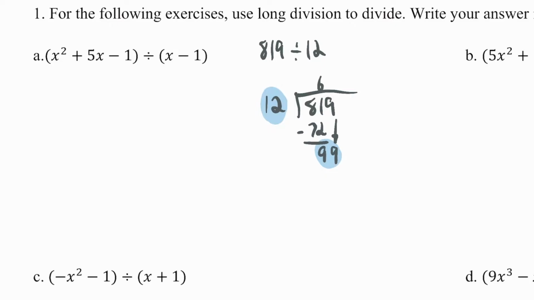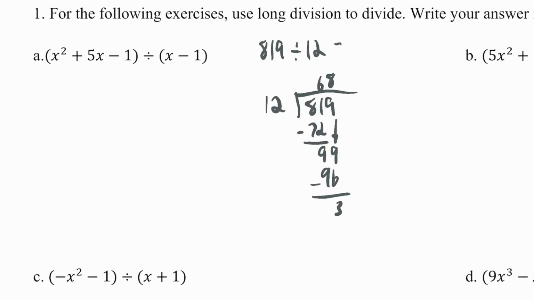So how many times does 12 go into 99? Well, that would be 7 times, right? 7 times 12 is 84. No, 8 times. Yeah, 8 times 12 is 96. So I'll put 8. 8 times 12 is 96. And I can subtract, and I get 3. So my remainder is 3.